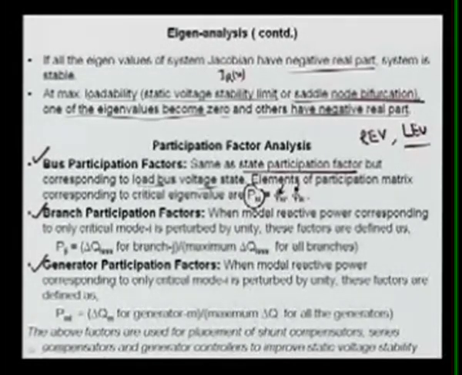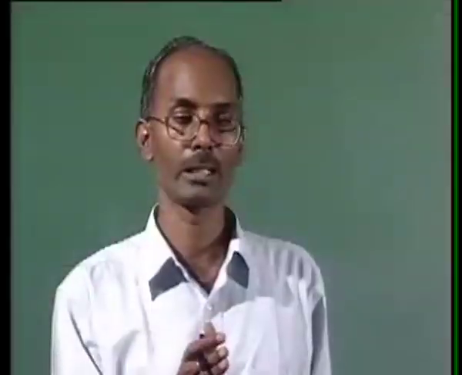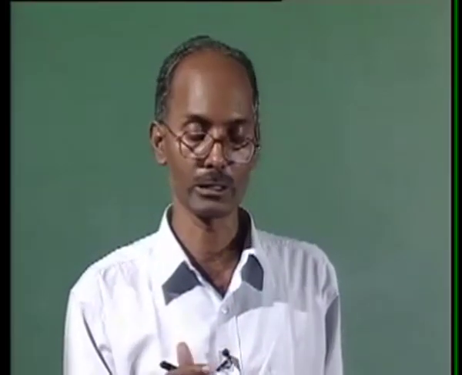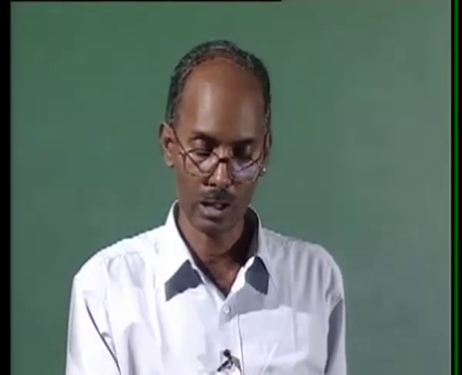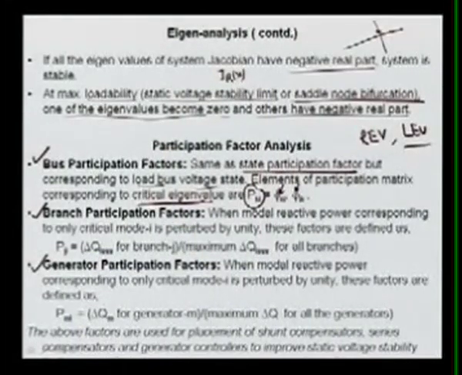The element of participation factor corresponding to the critical eigenvalue: for each eigenvalue we will have left and right eigenvectors, and then we can have the participation factor. So we go for the critical eigenvalue, and the critical eigenvalue is the one with the minimum value, that is, here on this j axis, how close it is to the 0 point.